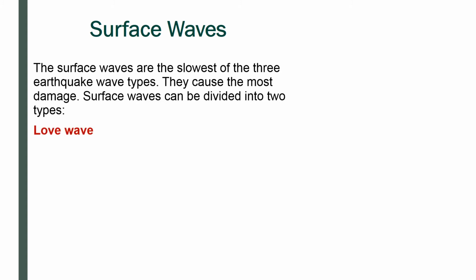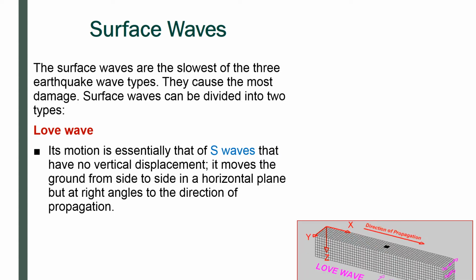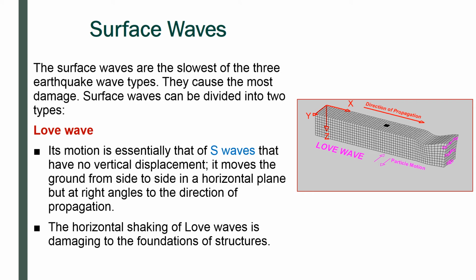First type is called Love wave, and this name actually, Love, comes after the name of Professor Love, who discovered it. And you can see also here they are similar in their movement to S wave, but not vertical. So it moves the ground from side to side in horizontal plane, but at right angles to the direction of propagation. So they cause damage to the foundation of structures.